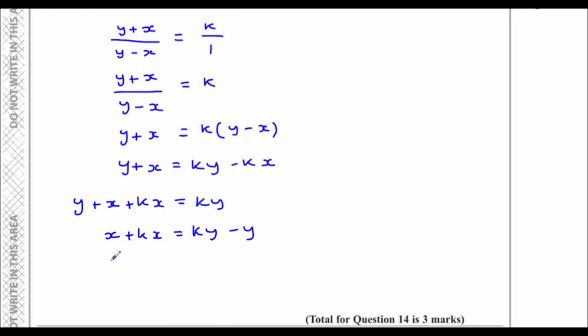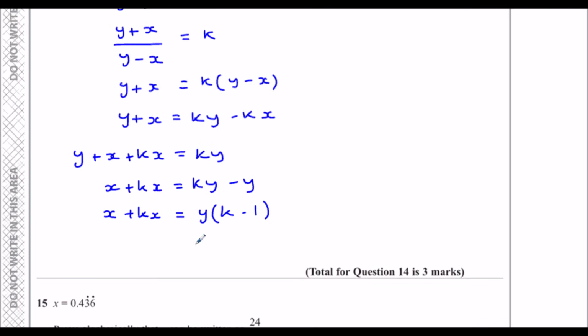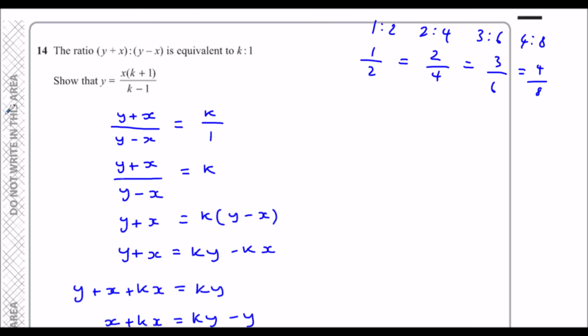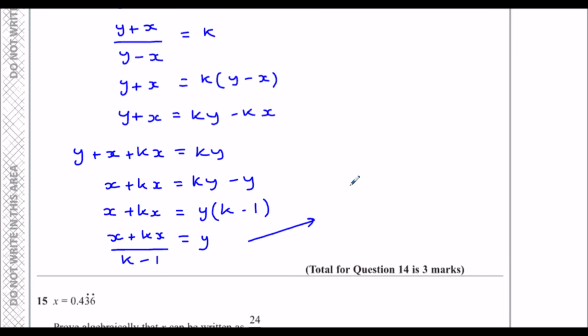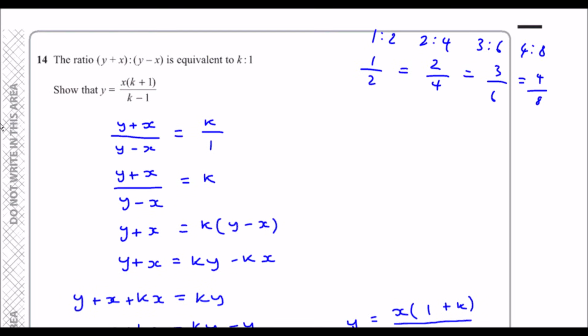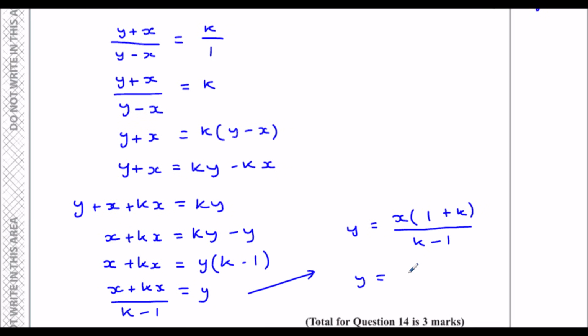Now I'm going to factorize y out, so that'll give me y open bracket k minus 1, and divide both sides by k minus 1. So y equals x plus kx over k minus 1. That must be almost what we wanted, so we need to also factorize out the x. That's no problem. Factorize out the x, so that'd be 1 plus k over k minus 1. And that's what we wanted. Well, we wanted the 1 and the k the other way around. We can just rewrite that: k plus 1 over k minus 1. And there's our answer.